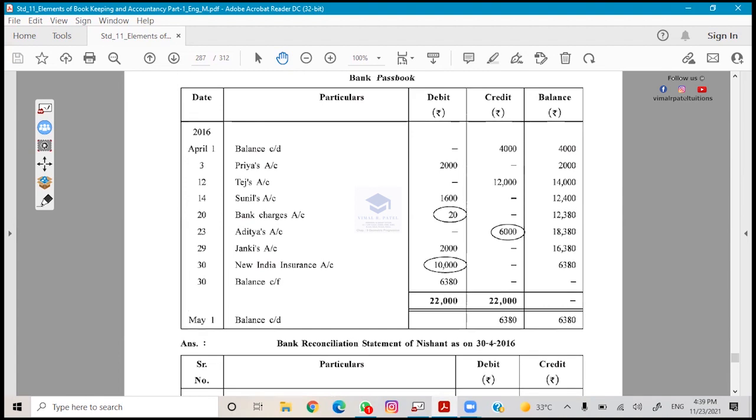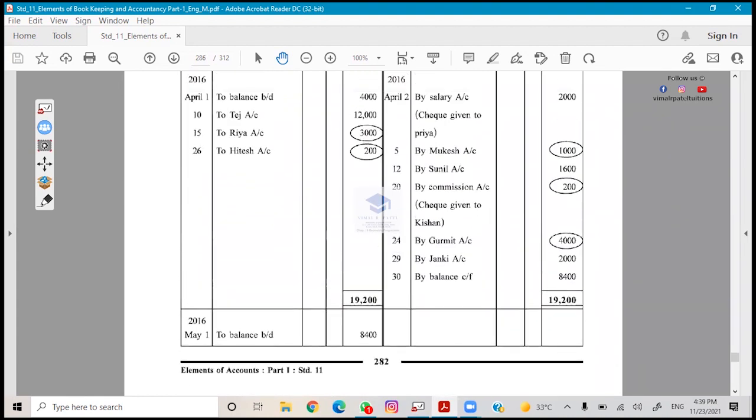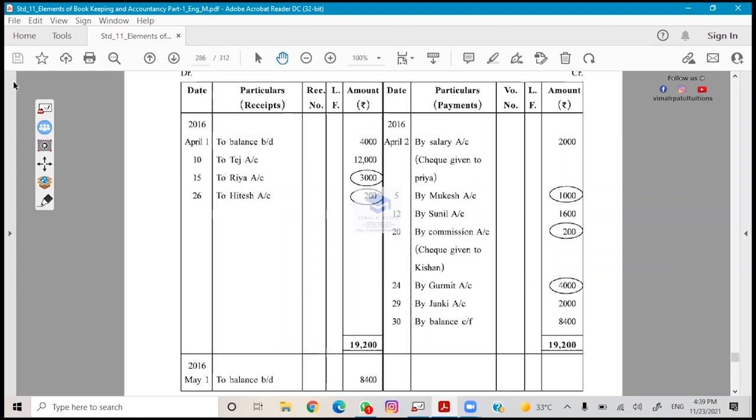Now as it is circled in this sum, you have to highlight the uncommon transactions, the transactions which are in cash book but not in passbook, or the transactions which are in passbook but not in cash book. Now let's start with the transactions on the receipt side of cash book. So to Riya, to Hitesh. So any transaction which is on the debit side or receipt side of cash book but not recorded in passbook, you have to write check is deposited but not credited by bank. These checks have been deposited in bank, so that's why we have debited. We have written on the receipt side, but the same has not been credited by bank.